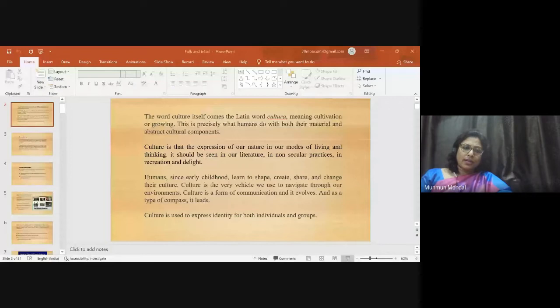And what we can see today is the most latest reflection of our culture in and around us. So culture is a form of communication, and it evolves with the course of time, and like a type of compass it leads. So culture is used to express identity for both individuals as well as groups.